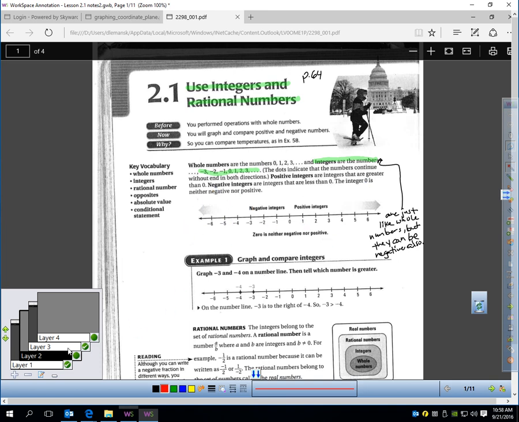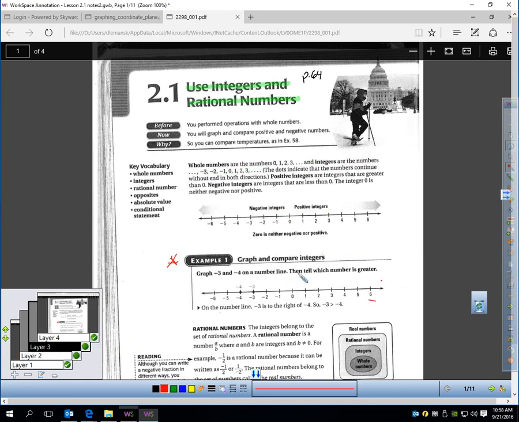Real quick, when you look at this number line, every once in a while I see people that do not put a number line on paper correctly. A number line, 0 is always in the middle. I should maybe highlight that here. And you notice the positive integers are always to the right of 0, and the negative integers are always to the left of 0. When you write a number line, it always sets up that way. The positives are to the right of 0, negatives to the left.